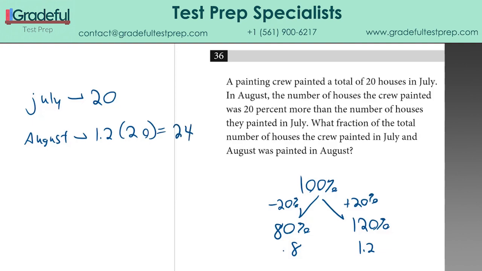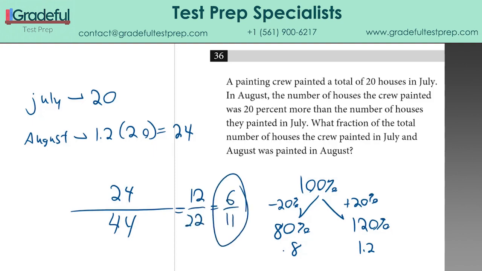So what fraction of the total number of houses they painted in July and August? Well, that's 44. And what fraction of those were painted in August? That's 24. So we can simplify that: 12 over 22, which becomes 6 over 11. And that's our answer for 36, 6 over 11.